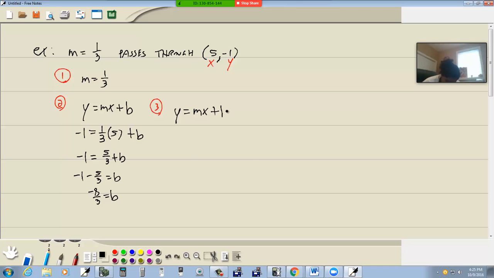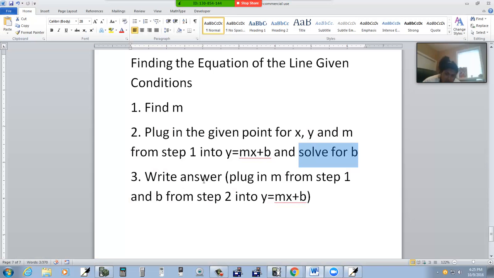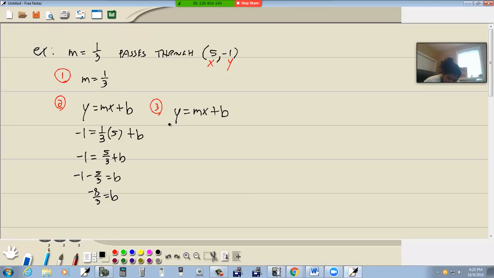A lot of people forget step 3. Step 3 says to actually write your answer down, because we haven't written our answer down yet. So step 3, write your answer, plug in m from step 1 and b from step 2. So now that we found m, we're going to plug that in. So we got y is equal to 1/3 x, and we found b, which is negative 8/3. So that would be our answer.